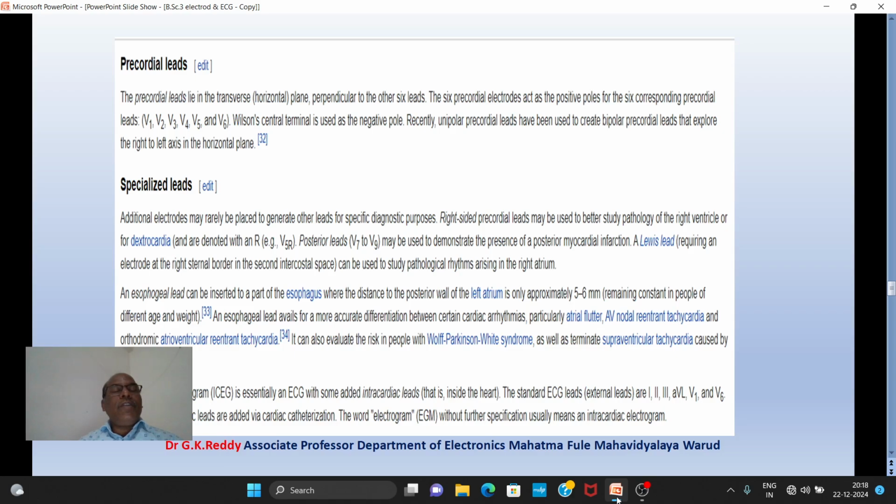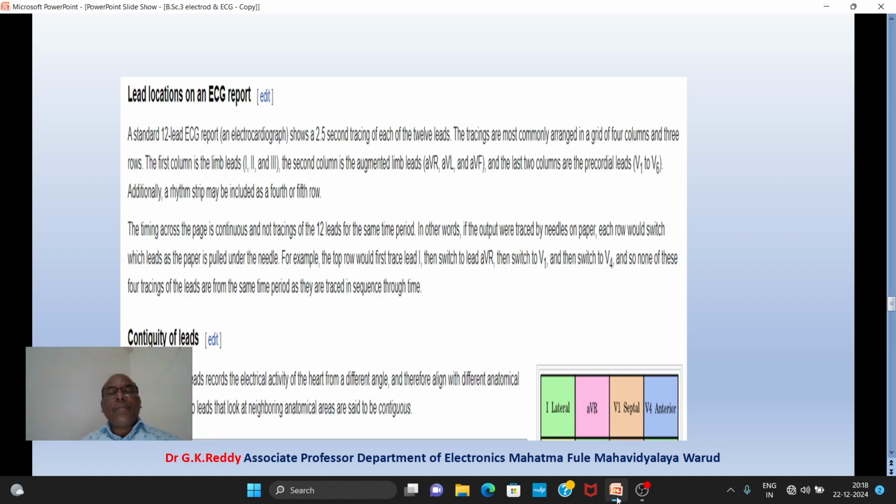These are the different types of leads which we can connect to different parts of the body.